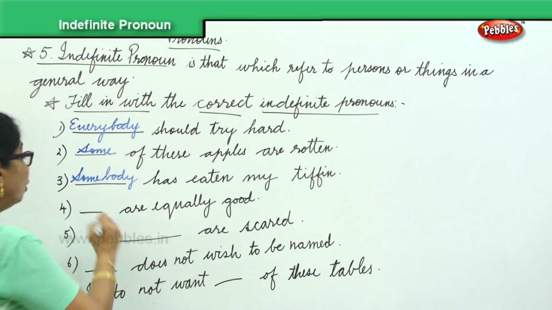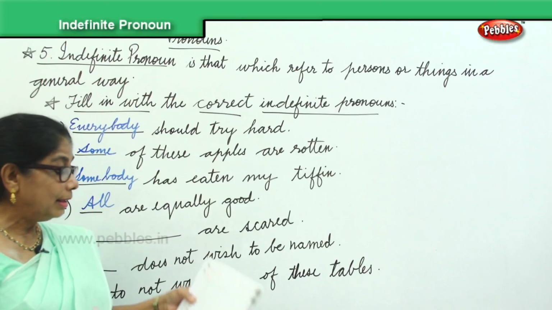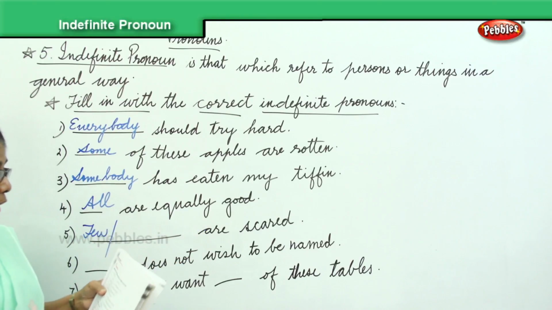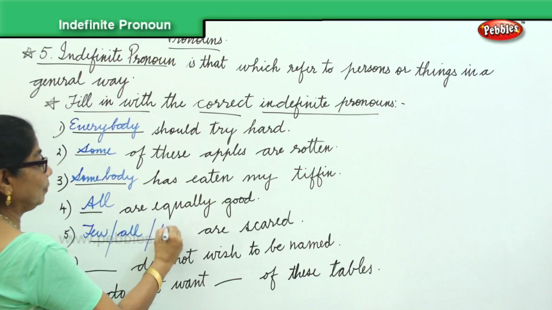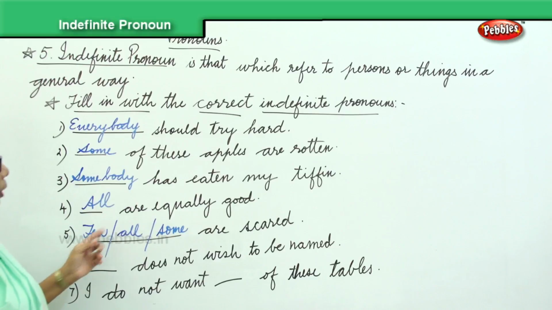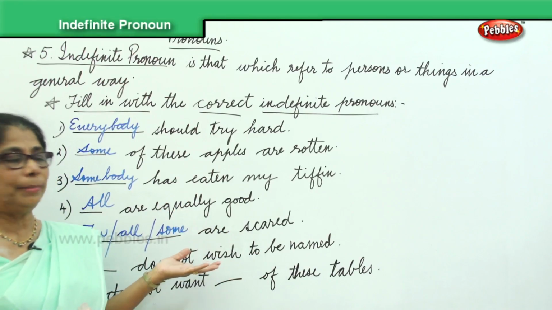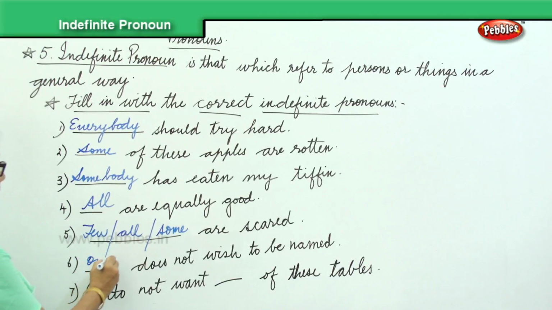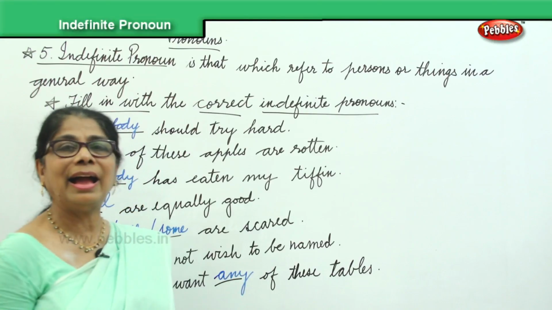Dash are equally good. All are equally good. Next. Dash are scared. Here you can use many words. You can say few are scared, or all are scared, or some are scared. Here you can use three different words, any of the indefinite pronouns. Dash does not wish to be named. One does not wish to be named. And finally, you have, I do not want dash of those tables. Any of those tables. Many tables were brought for looking at, I don't like any of those.